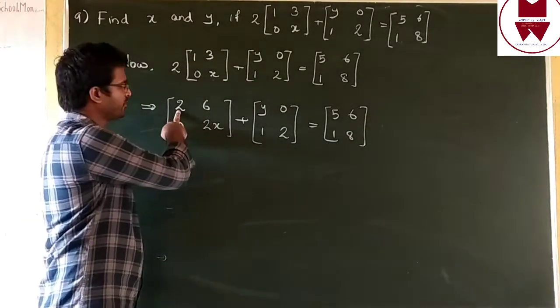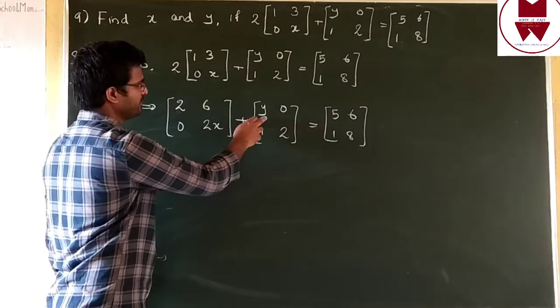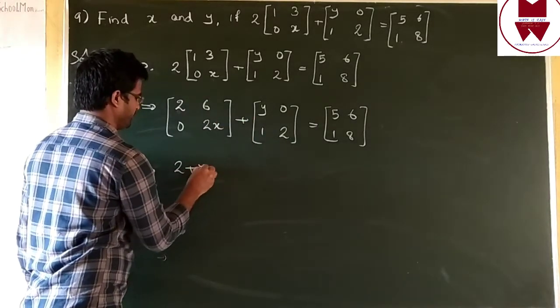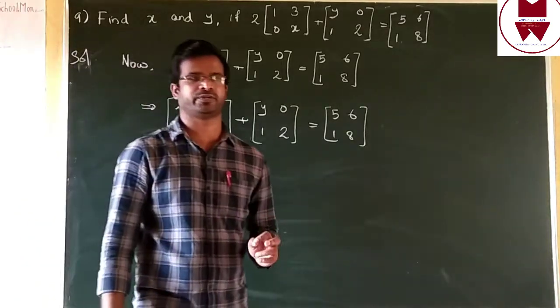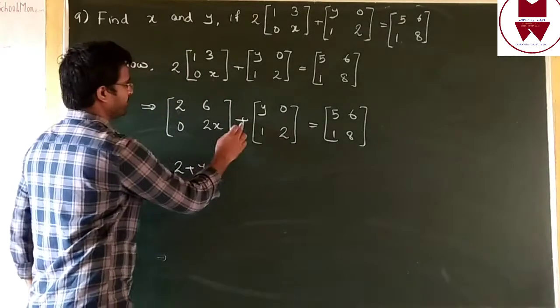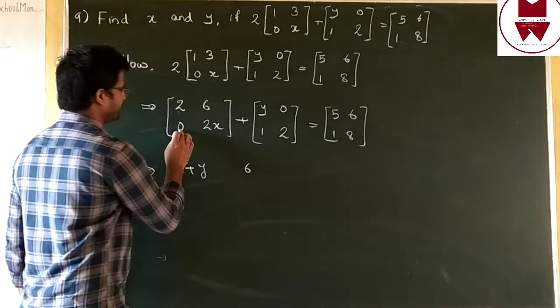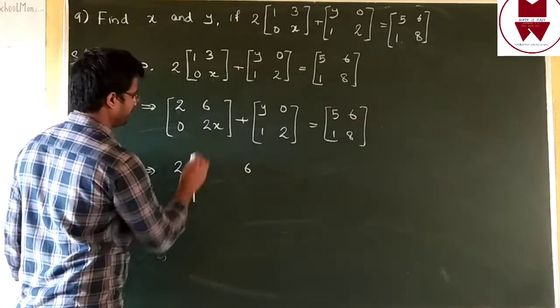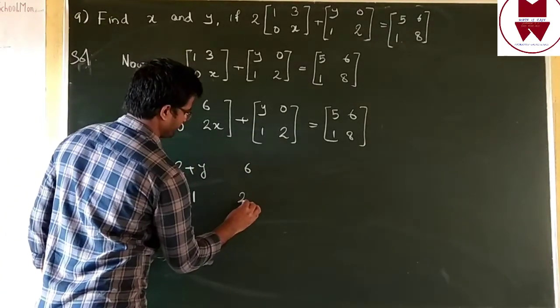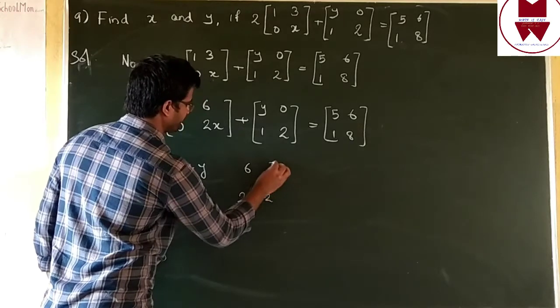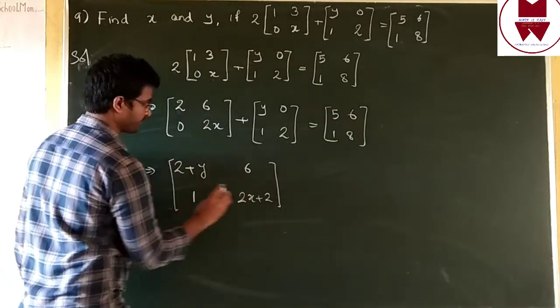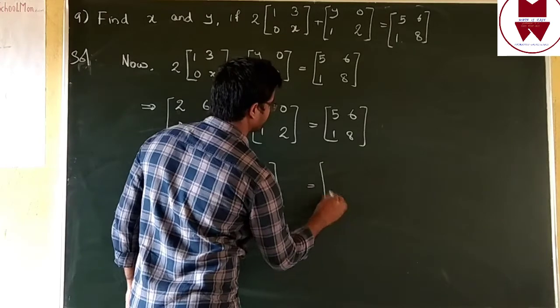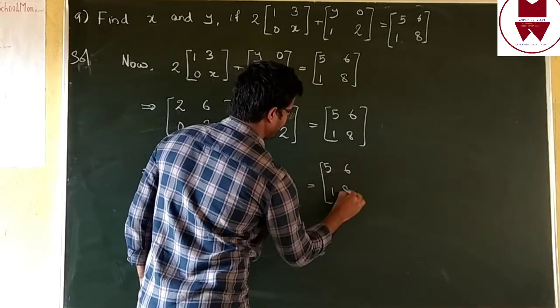This is the first row, first element, isn't it? 2 plus y. Only the corresponding elements. Then 6 plus 0, 6; 0 plus 1, 1; 2x plus 2. Equal to 5, 6, 1, 8.